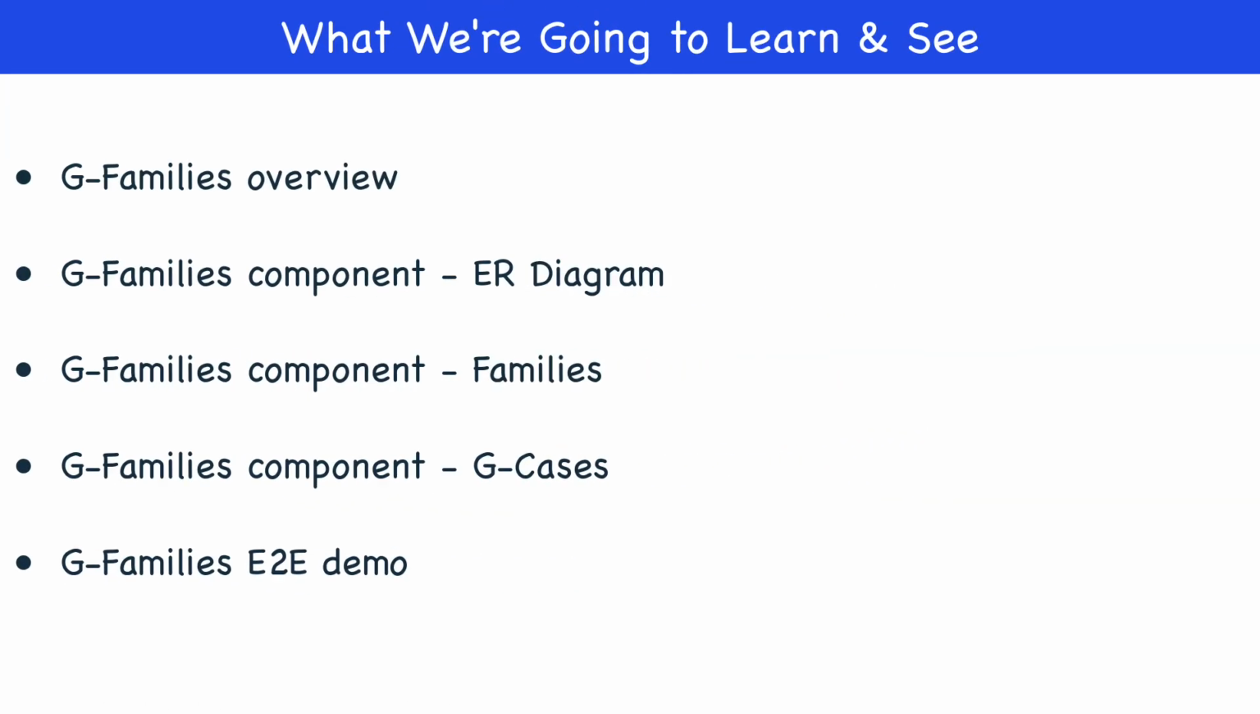Let's do a quick recap of our learning so far. In the previous three videos of this series, we explored an overview of G-families and its core components. Then we explored the first of GenRocket's G-families core components, the entity relationship diagram. In the subsequent video, we gained knowledge on the second of G-families' core components, families. In this video, we mastered the third of GenRocket G-families' core components, G-cases, and explored how it helps in automating the building of G-cases from G-families to generate the test data specific to the test case need.